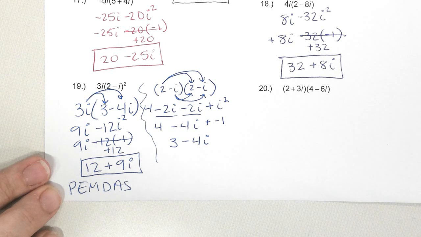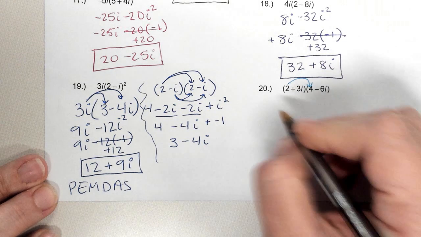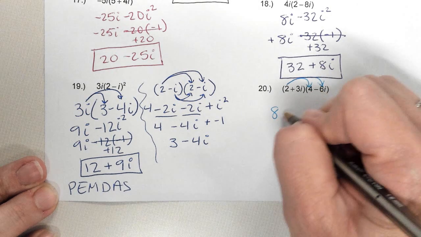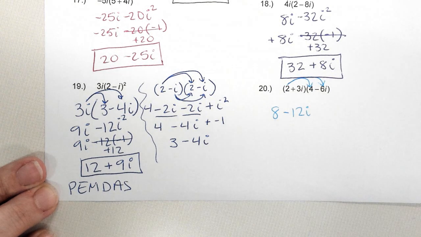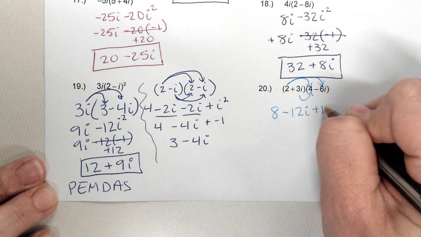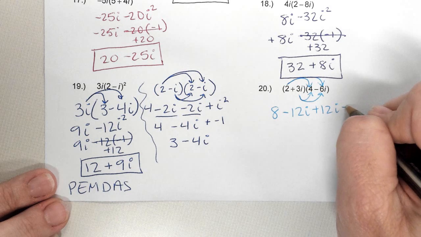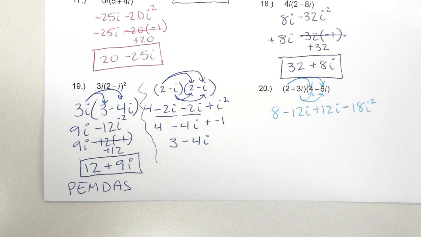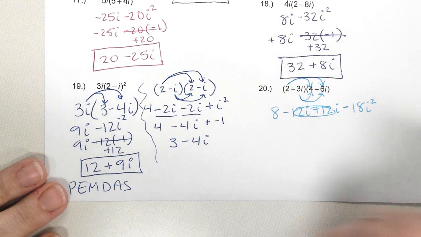Last one. So this one's double distributing, kind of like 15 and 16, except they're not the same. So 2 times 4 is 8. 2 times negative 6i, well, positive times negative is negative. 2 times 6 is 12. And this doesn't have an i, but this did, so 1i. 3i times 4 is positive 12i. And then 3i times negative 6i, well, positive times negative is negative. 3 times 6 is 18, and they both had an i, so i squared. Well, negative 12 plus 12, that's a 0 pair. If I give you 12 and I take away 12, that's 0.